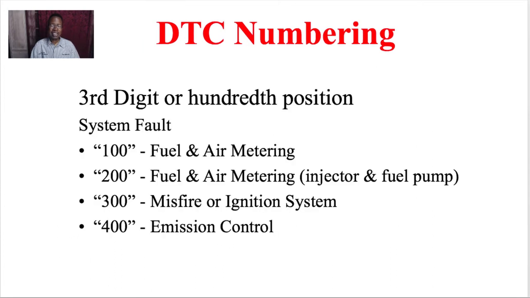The third digit is the system, or the 100 position, that's the system that's at fault. Fuel system, fuel air metering, like injector pump. 300 would be a misfire or ignition, 400 would be emission controls. So that would be the system, like P0404, right? Emission control system. P0301, misfire, cylinder 1.